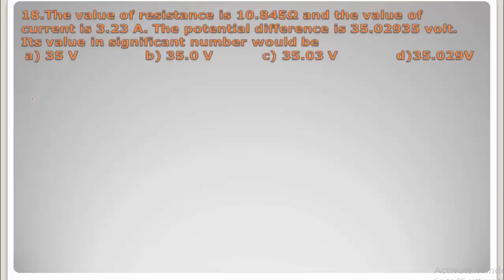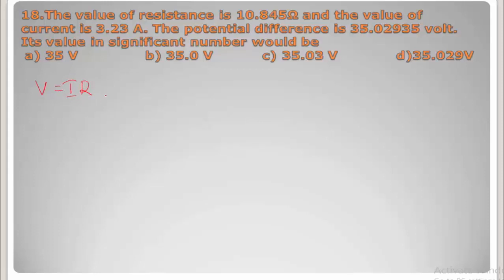Next one, the value of resistance is 10.845 ohm and the value of current is 3.23 ampere. The potential difference is 35.02935 volt. Its value in significant figures would be, the relation between voltage and current with respect to resistance is V is equal to I R, Ohm's law.